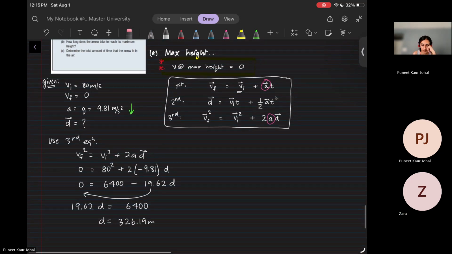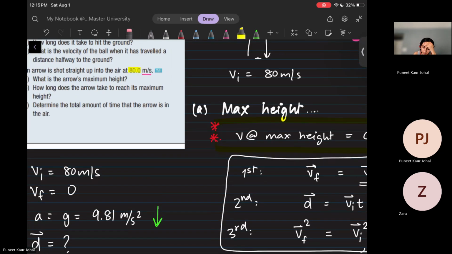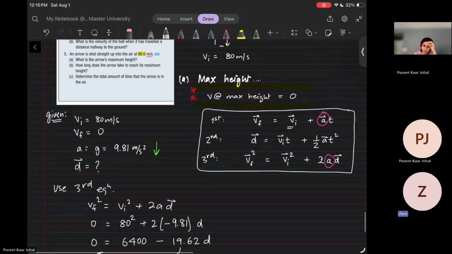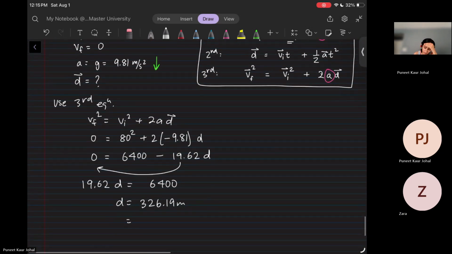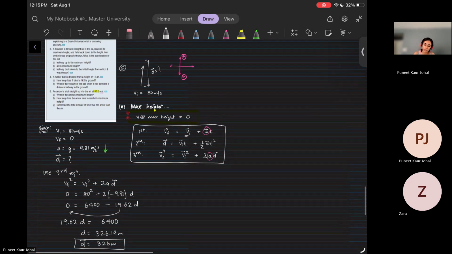326.19 meters. Now let's look at the sig figs that are given to us, which are three significant figures. So I'm going to round this to three sig figs, which is just 326 meters. And because it is a positive sign, it's positive 326. It makes sense because it's traveling up. Good? Yeah. Perfect. The next part says, how long does the arrow take to reach its maximum height?